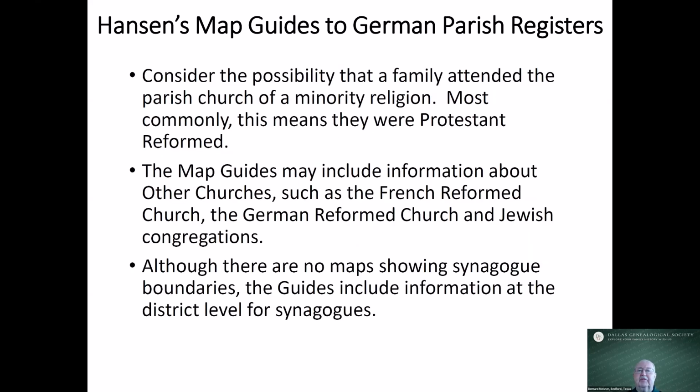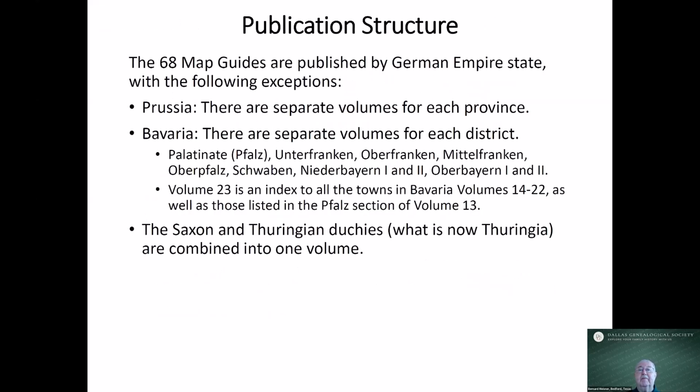Again, as I mentioned, if your ancestors belong to a minority religion, in some cases, they may have had a nearby church, be it French Reform, German Reform, or a Jewish synagogue. There are no maps for those locations, but again, it'll give you an idea where they may be. And in a number of cases, if the Family History Library has microfilms from those locations, it will have links to that.